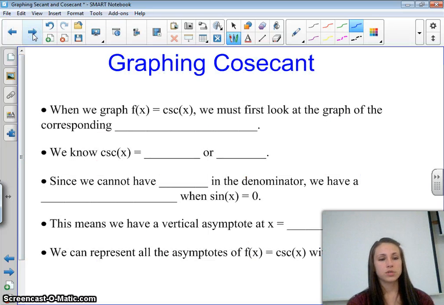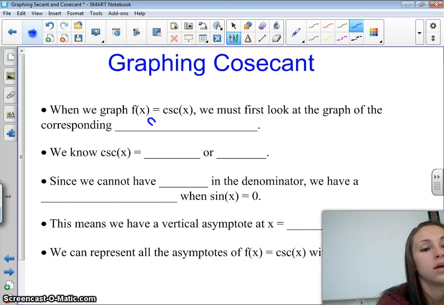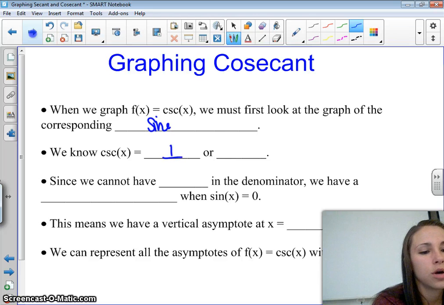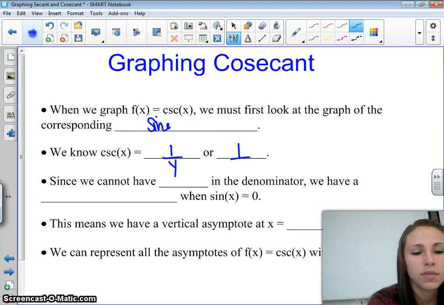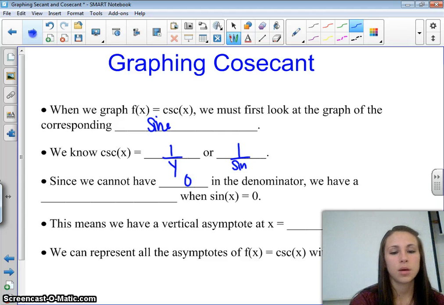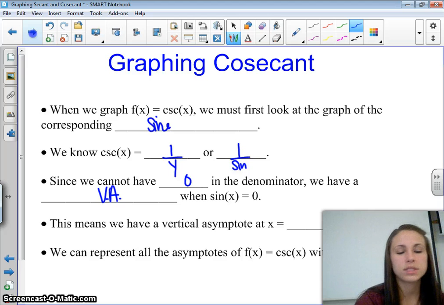Alright, so now let's go graph cosecant. So when we graph cosecant, you got to look at the corresponding graph of sine. Okay, since cosecant goes with sine. So we know that cosecant is 1 over y, or I can think about that as 1 over sine. So can't have 0 in the denominator. When you do, you're going to have vertical asymptotes. So when sine is 0.